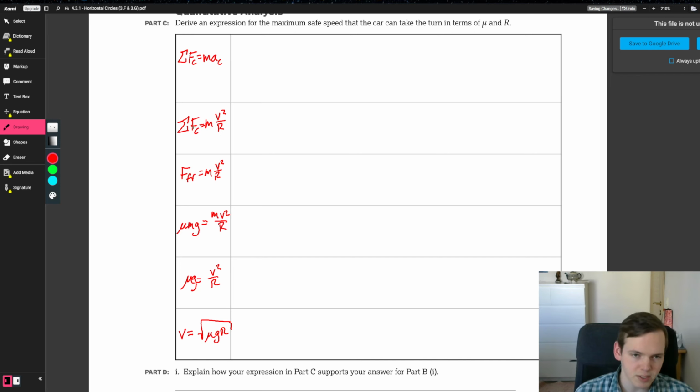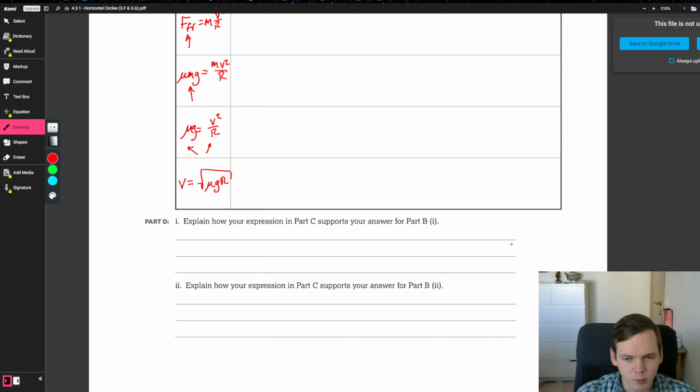And the explanation, you can go back through and explain it. Basically, we started by saying the centripetal force is equal to the mass times the centripetal acceleration. We know that centripetal acceleration can also be written as v squared over r. We know that the only force is the frictional force, and frictional force is equal to mu mg. We can cancel the mass on both sides, and then just algebraically rearrange to get the square root of mu g r.